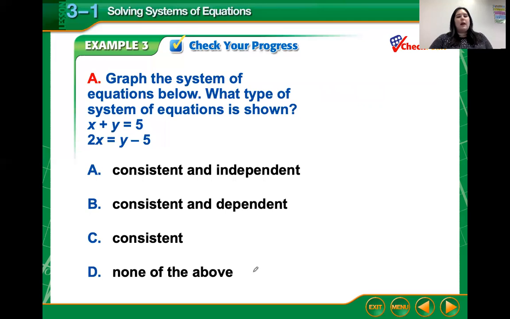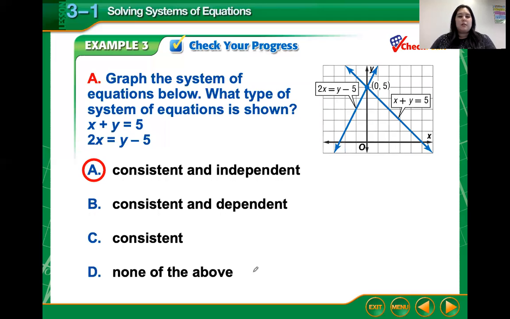So next we're going to go ahead and try graphing the system of equations below, and determine what type of system is shown for x plus y equals 5 and 2x equals y minus 5. So I'll give you a moment to go ahead and do that. Again, pause as needed. All right, so if you were to graph these, you would see we have one solution, so they are consistent and independent, and it looks like it's at (0, 5).